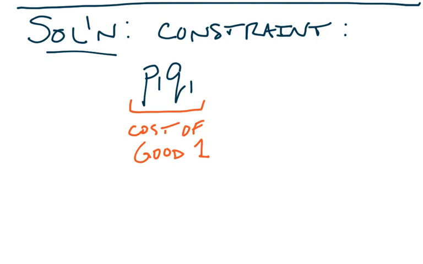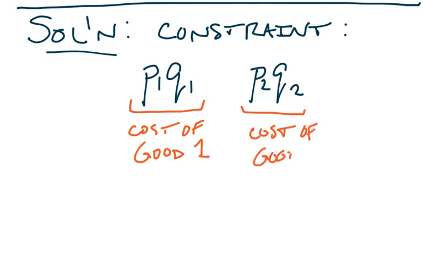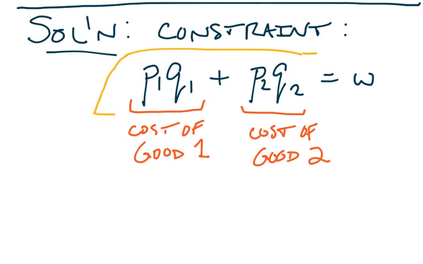Maybe it's Snickers bars or whatever I said in the last video. And then do the exact same logic for the second good. This is going to be the cost of good 2. And the total cost together, of course, we'll add them. This should add up to whatever the consumer's budget is for these two goods, and that's this amount of wealth, W. All right, so this thing is our constraint equation, a so-called budget equation.